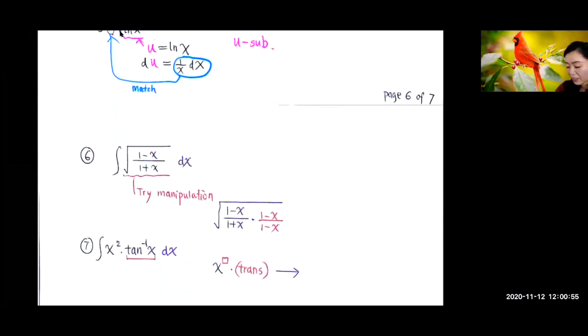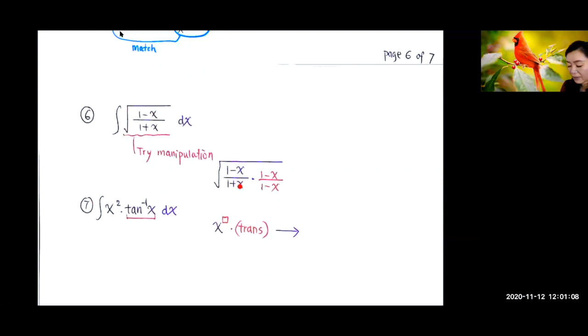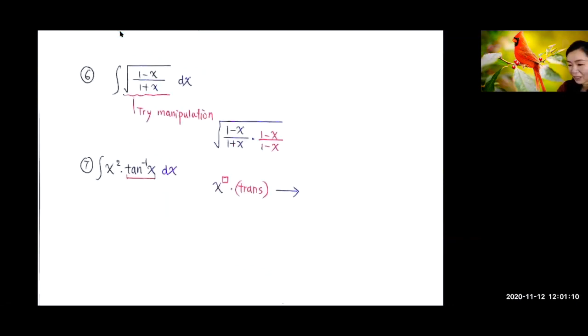This one over here, you can try to manipulate by multiplying by 1 minus x up and down. But I'm not going to test you on something like this, okay? I'm not going to talk about that one.